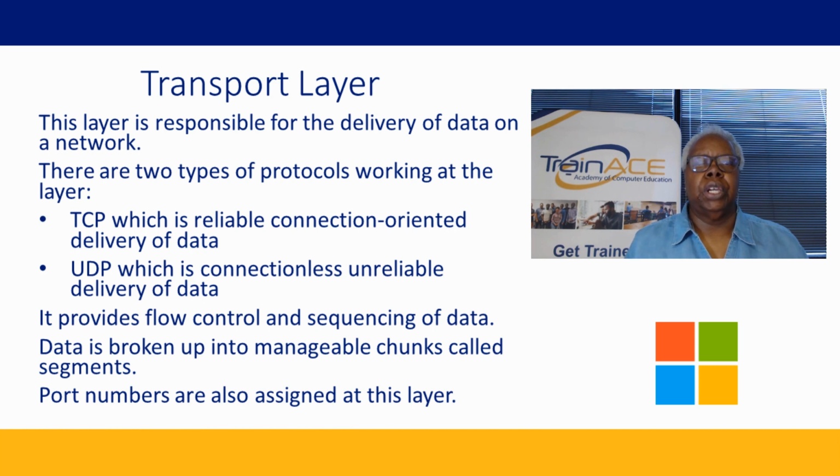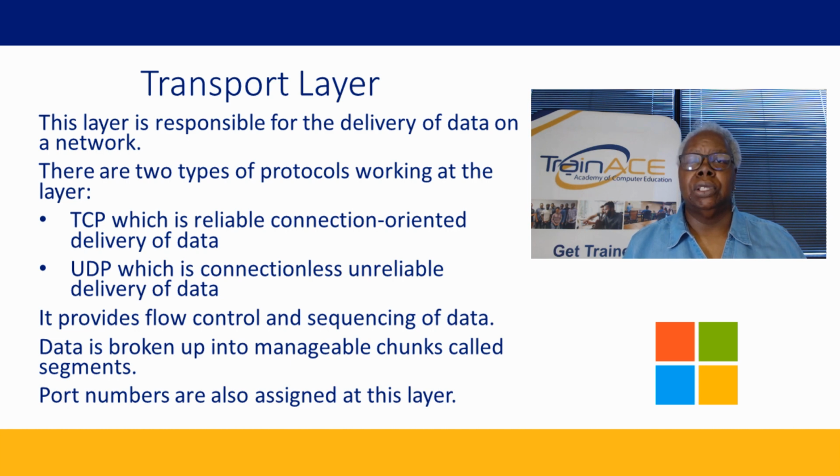The next layer is the transport layer. Now, this is responsible for the delivery of data on a network. Now, there are 2 types of protocols that work on a network, TCP and UDP. Now, Transmission Control Protocol, or TCP, is a connection-oriented, reliable delivery of your data. Okay? UDP, your User Datagram Protocol, is connection-less, unreliable delivery of your data.